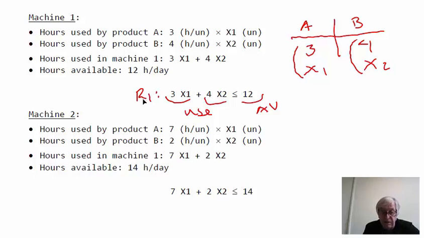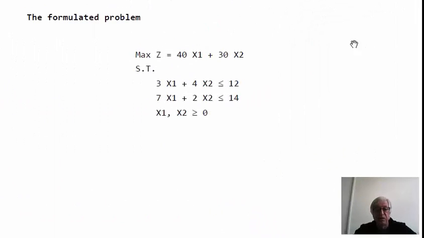Okay, the second machine is the same. So we have here the requirements 7 and 2. So this is what we are going to use to produce A and to produce B, and this is what is available. And then we obtain the problem formulated as we present here.